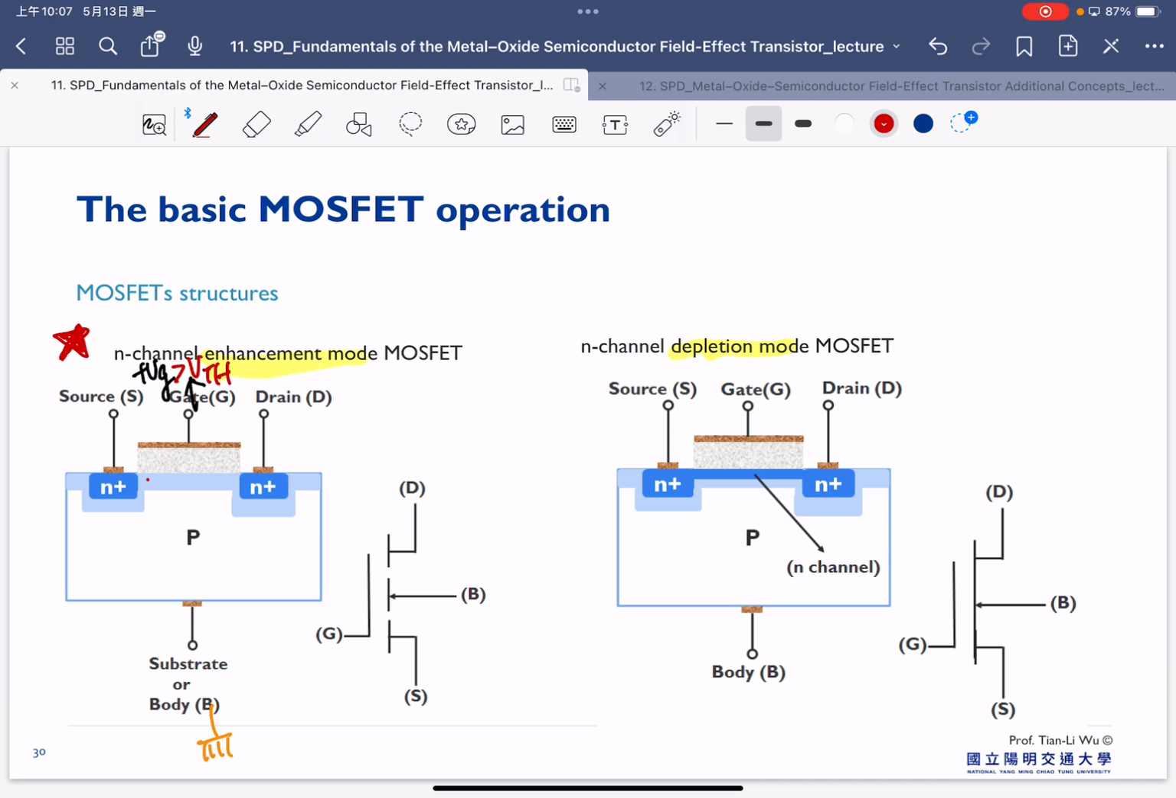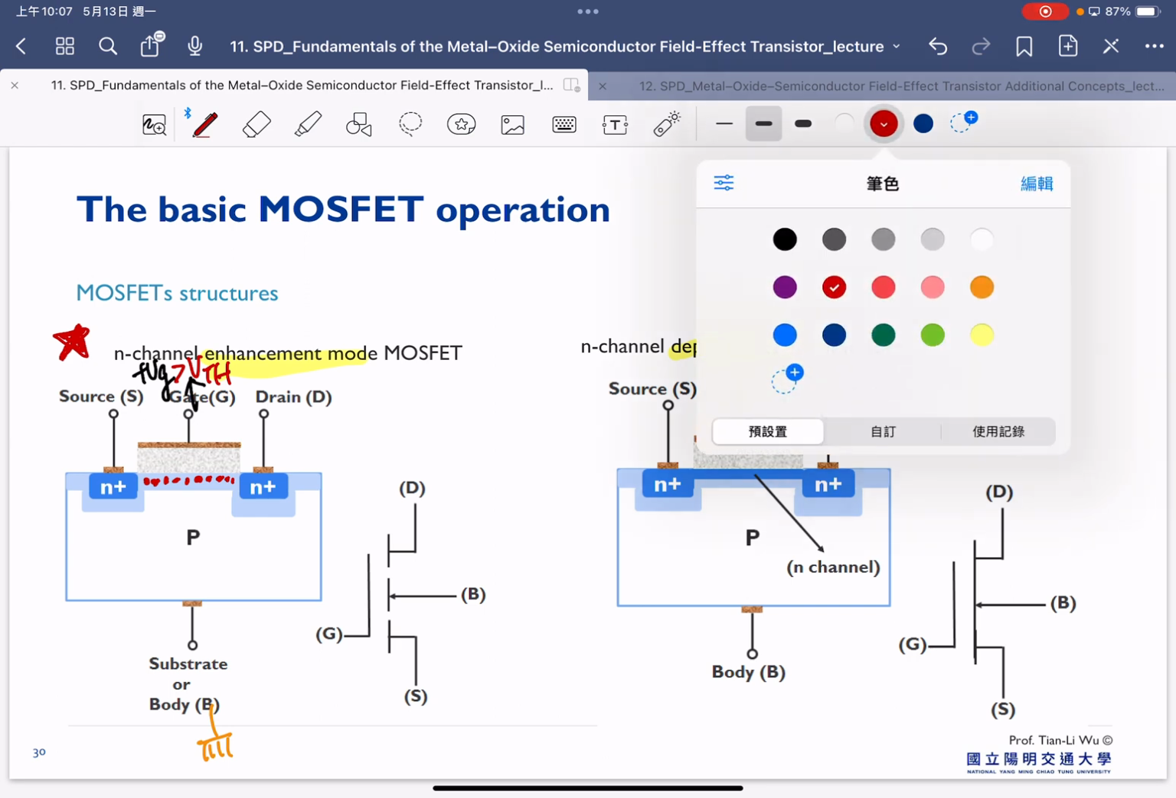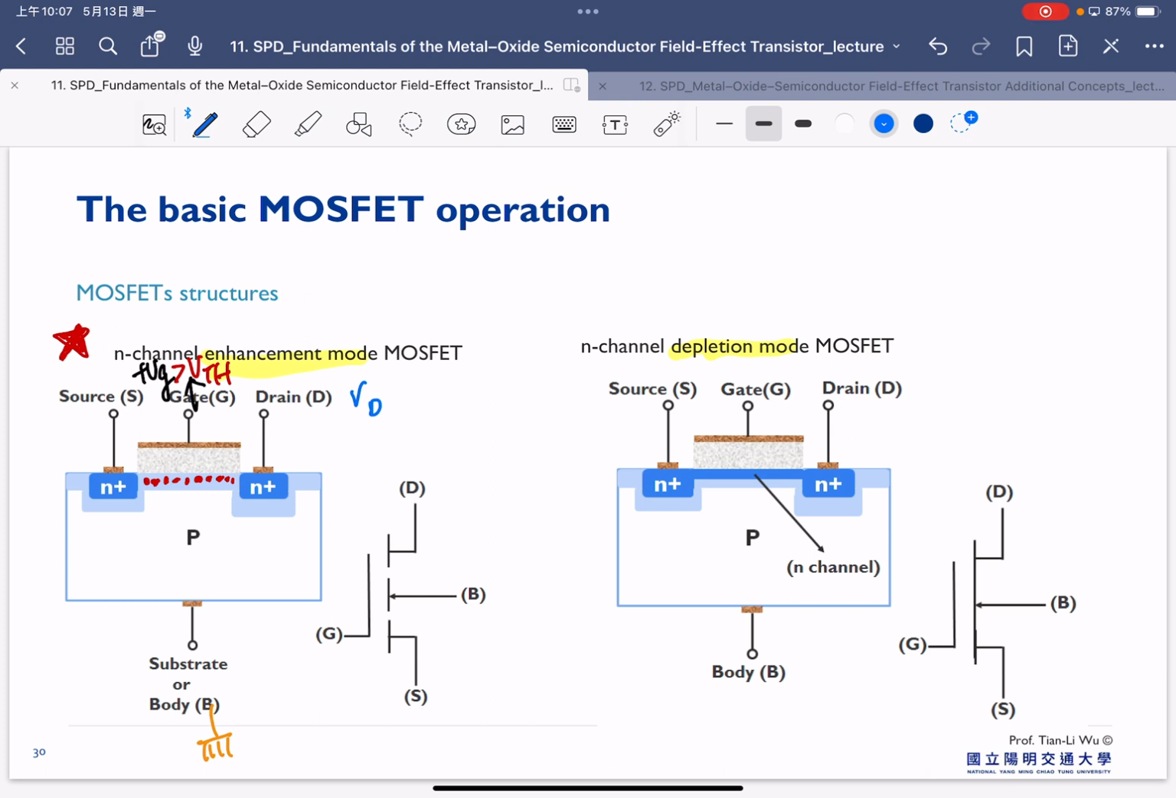That means we can expect there's electron formation in the channel here, and also we will apply the drain bias, and most of the time the source will be grounded as well. So once you apply the positive drain bias here, that means the electrons will start to be attracted toward the right and flow out from the drain side here. So therefore we can expect there's an electron flow from the source to the drain. So that's our electron flow. That's our electron current.